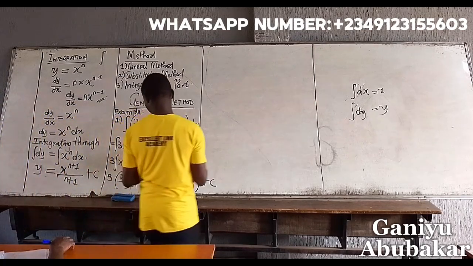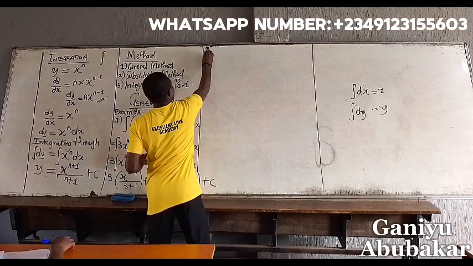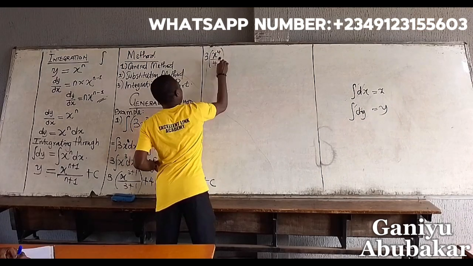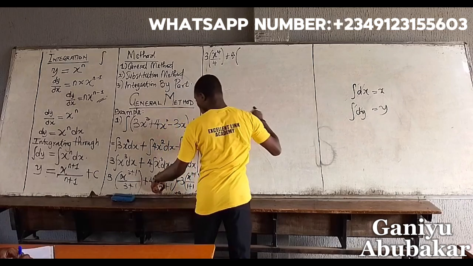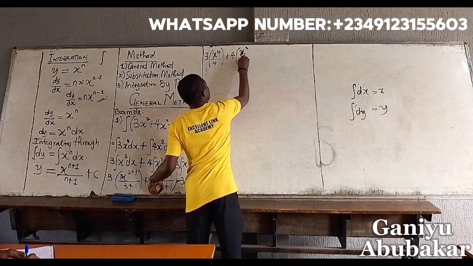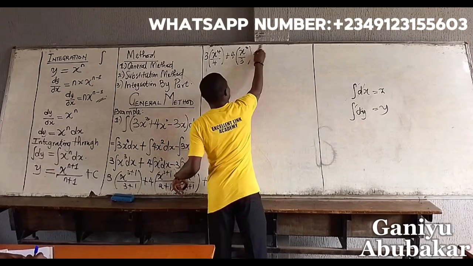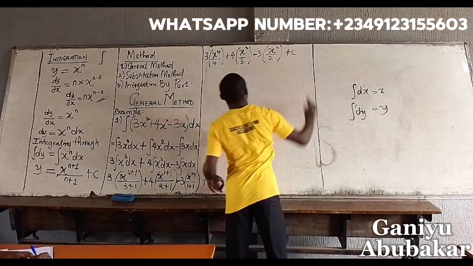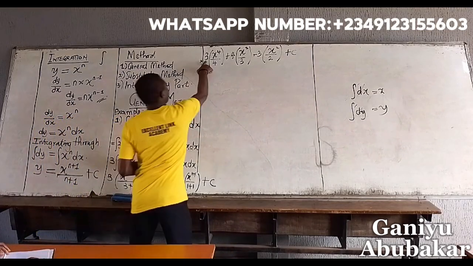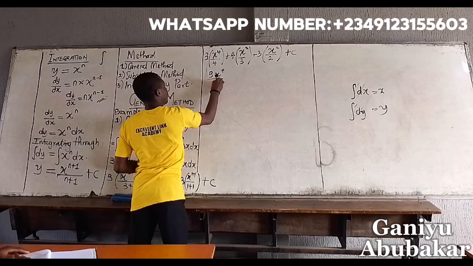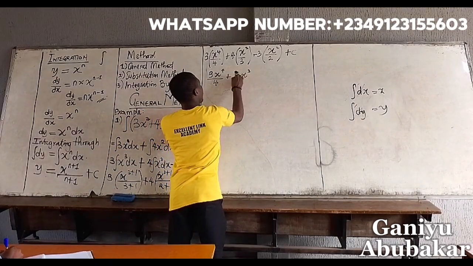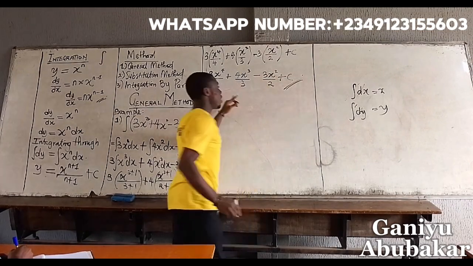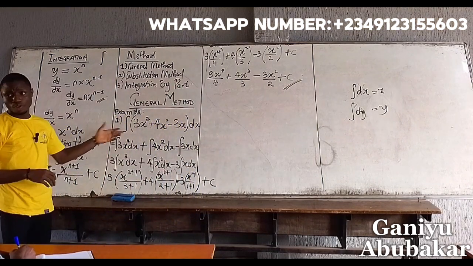At this point, what becomes our answer? 3 times x to the power 4 all over 4. Next up, plus 4 into x cubed all over 3. Minus 3 into x squared all over 2, plus C. Multiplying 3 by this, I will have 3x to the power 4 all over 4, plus 4x cubed all over 3, minus 3x squared all over 2, plus C. This becomes my answer after integrating this particular question.